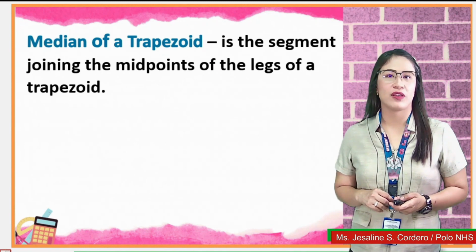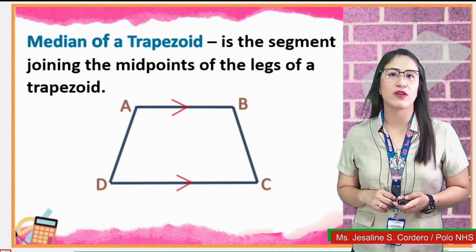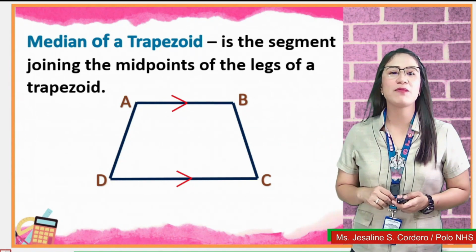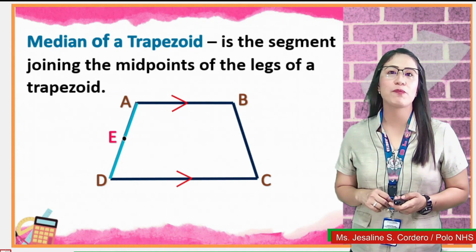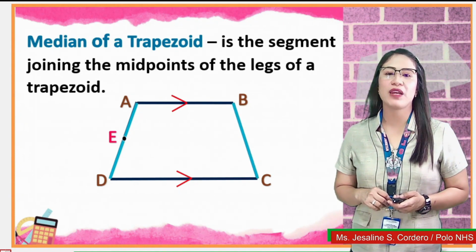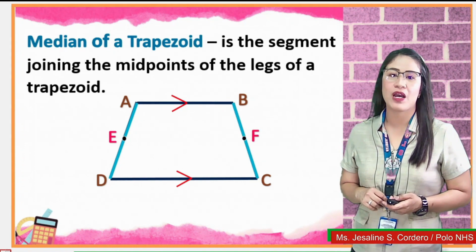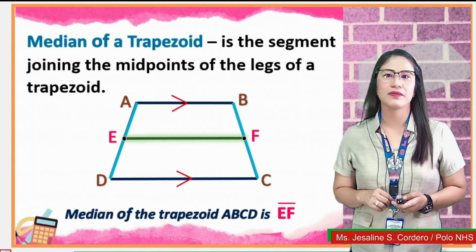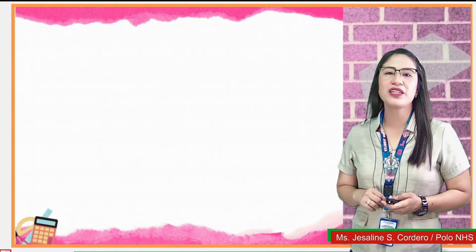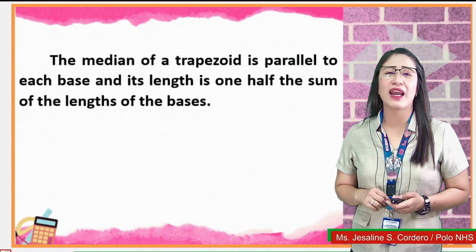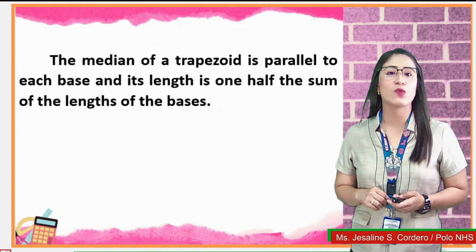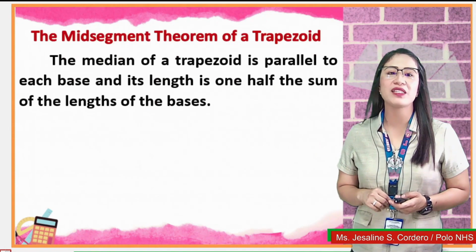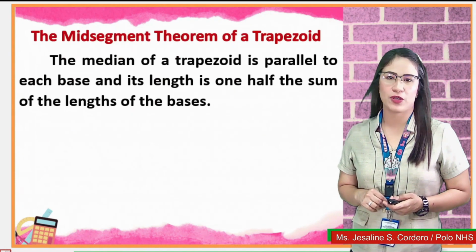The median of a trapezoid is the segment joining the midpoints of the legs of a trapezoid. In trapezoid ABCD, the midpoint of leg AD is point E, and the midpoint of leg BC is point F. Therefore, our median is segment EF. The median of a trapezoid is parallel to each base, and its length is 1/2 the sum of the lengths of the bases. This is what we call the mid-segment theorem of a trapezoid.